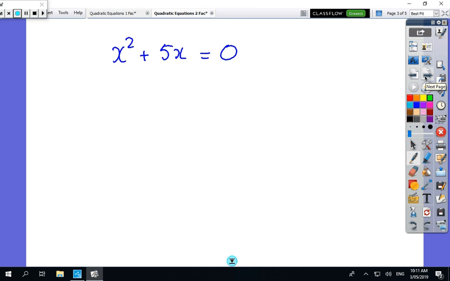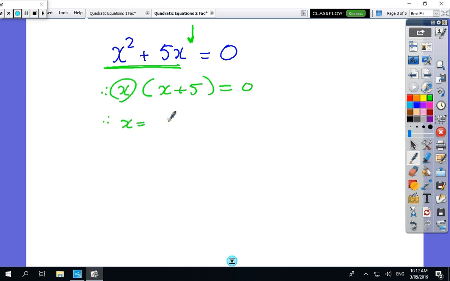Okay, so here's another one. Now, there's no number at the back, so it's still factorizing, and we just look at what's common, and the answer is x common, bracket x plus 5 equals 0. So you still factorize it, but it's not quite the same as the previous one. So x by itself, the answer is 0, and x plus 5, the answer is minus 5.